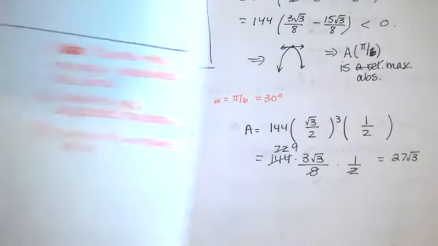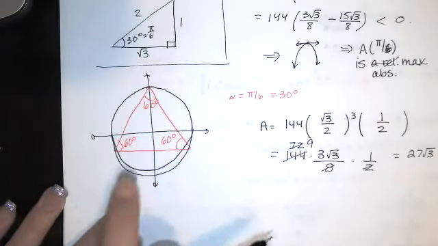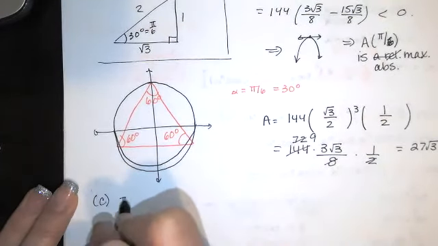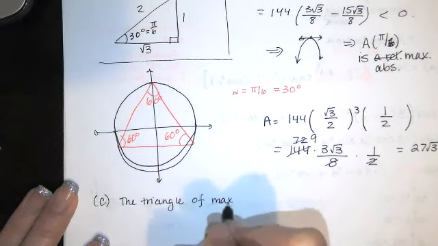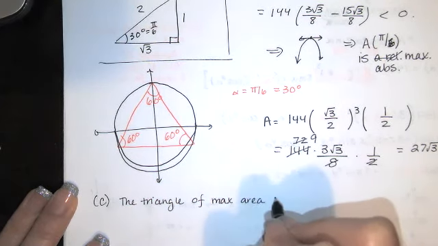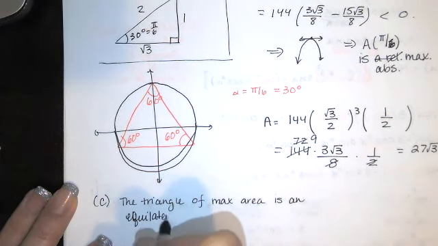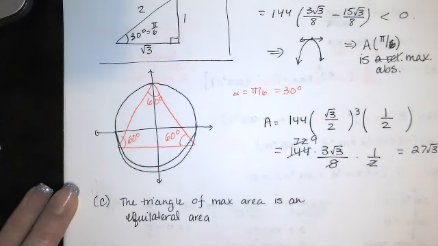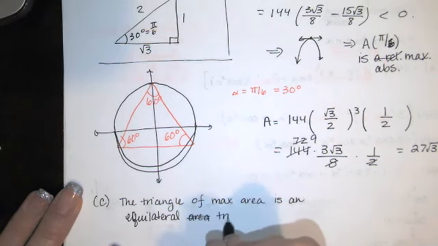Now, part C of the question says, identify the type of triangle of maximum area. We can see that if alpha is 30, that's 30 and 30 is 60, and then all these angles are the same. So for part C, we'll just say the triangle of maximum area happens to be an equilateral triangle. And I think we all knew that. I don't know about you. Feels like we just did some calculations that confirmed that what we suspected was true. I wrote equilateral triangle. There we go.